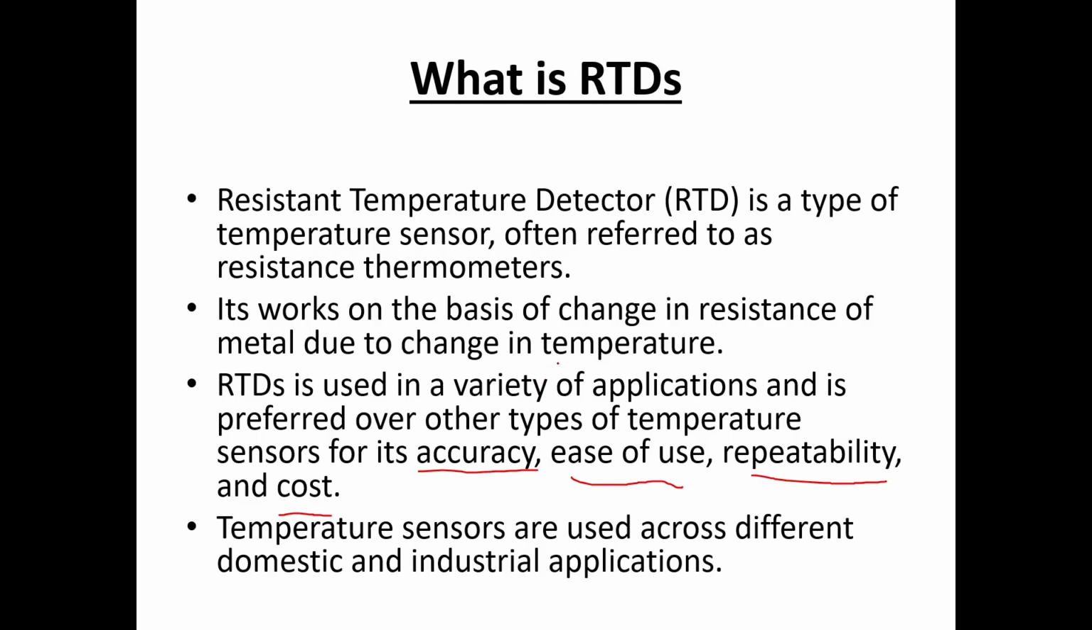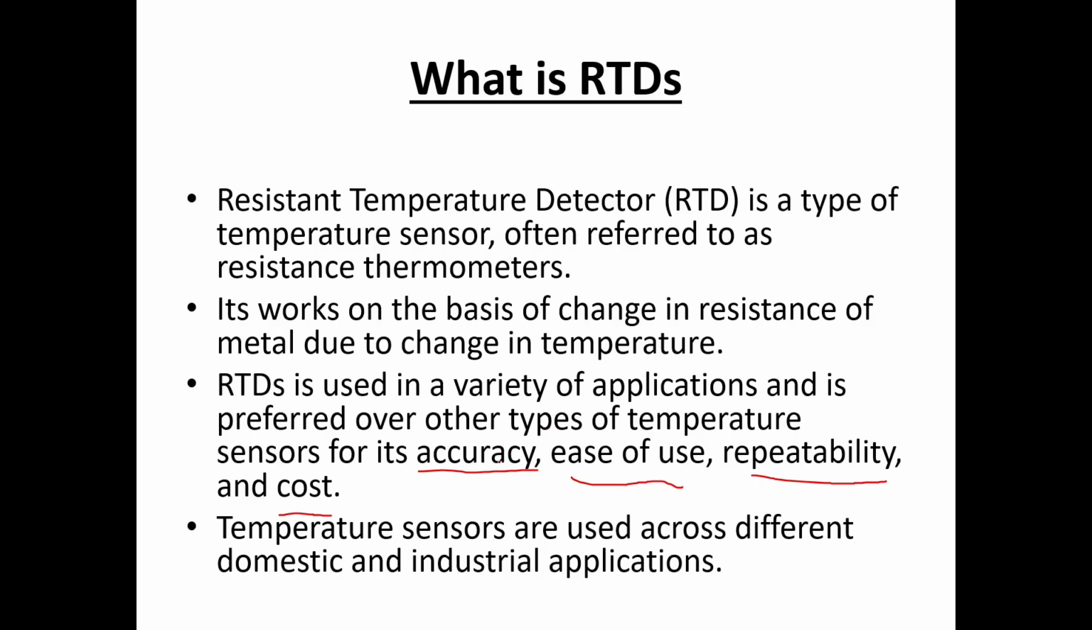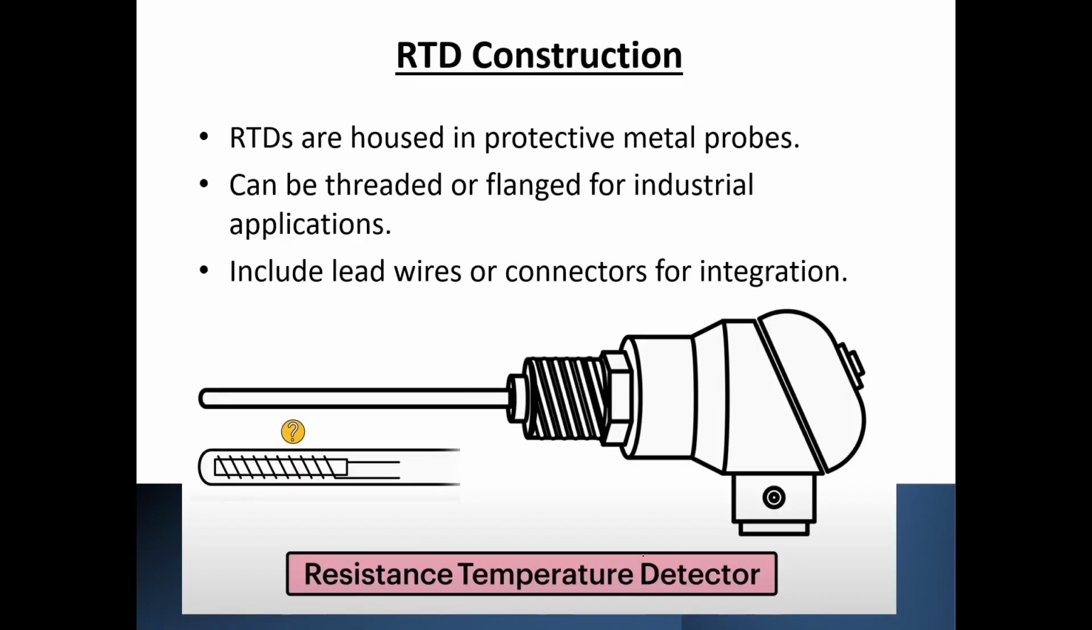Okay, so we're going to talk just now about why we use RTD as compared to thermistor, because of accuracy. As compared to the thermistor just now, it is a little bit less accurate, but the cost is lower. But for this one, accuracy is very high, but the cost is also higher. So temperature sensors are used across different domestic and industrial applications.